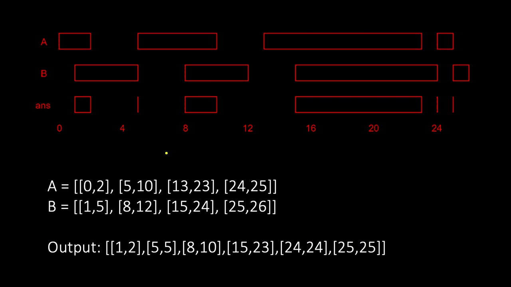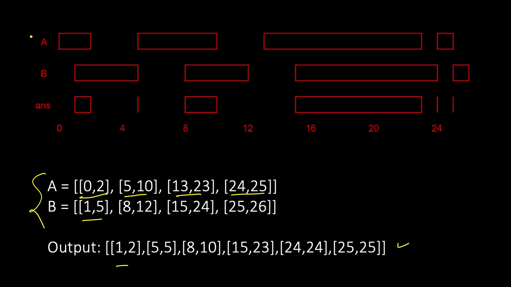Now let's see a concrete example. This is taken from LeetCode, and A will be given as a list, and each item will have two elements, start and end time. And the answer is this one. So how can we approach this problem?